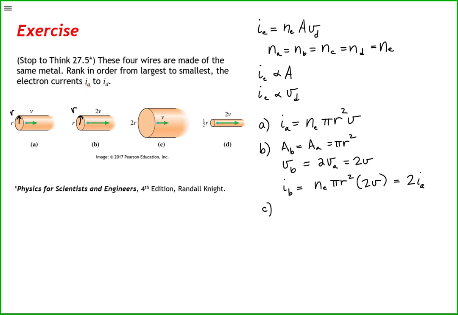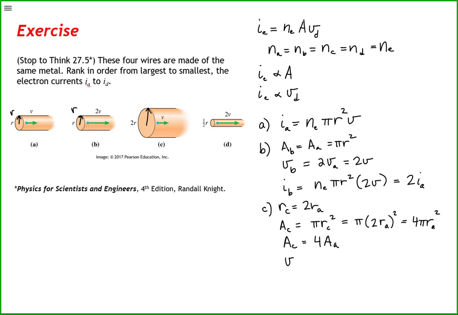Now let's look at wire C. First thing I notice about wire C is it has twice the radius as wire A. Twice the radius of wire A means it's going to have 4 times the area, as we'll see here. So the area is pi times the radius of wire C squared, which is equal to pi times 2 times the radius of wire A quantity squared, which is 4 pi the radius of wire A quantity squared. So what this says is wire C has 4 times the cross-sectional area of wire A.